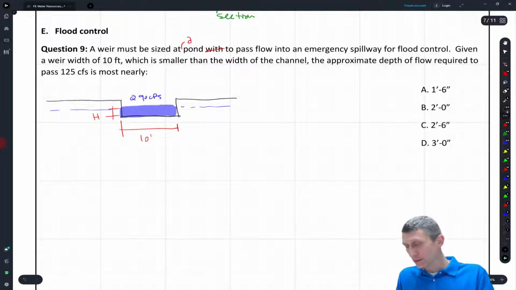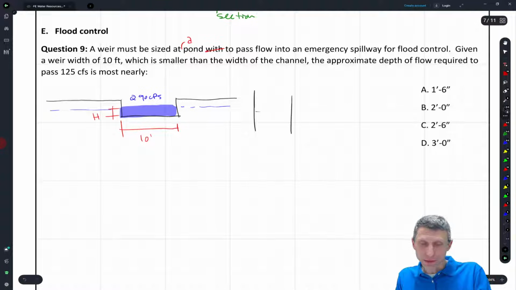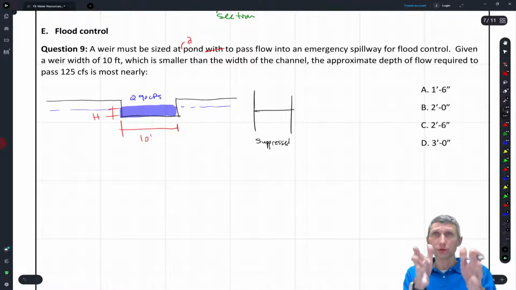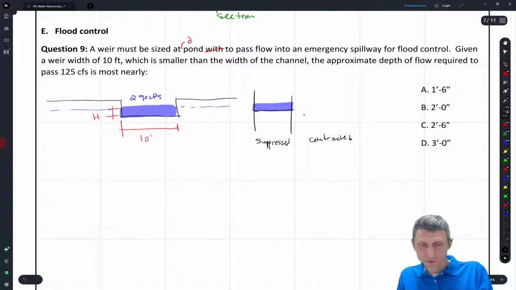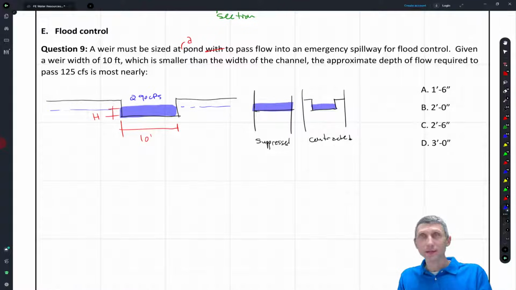The types of weirs that we have: a suppressed weir, which means essentially the water flows over the whole channel width. So this is one version of that. We have a contracted weir, and the equation for contracted looks like this, where we have a weir that's less than the full width of the pond. In this case, we're going to have contracted because this reservoir is bigger than just the spillway. So we're going to use the contracted formula.